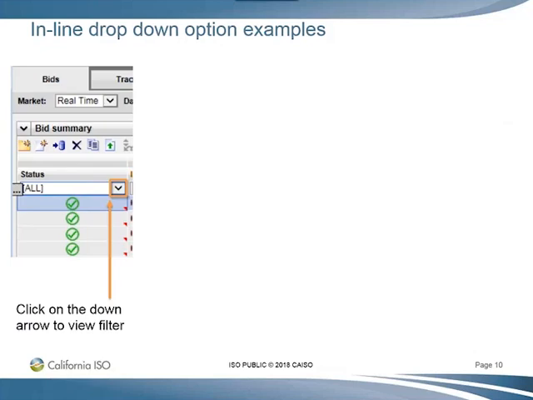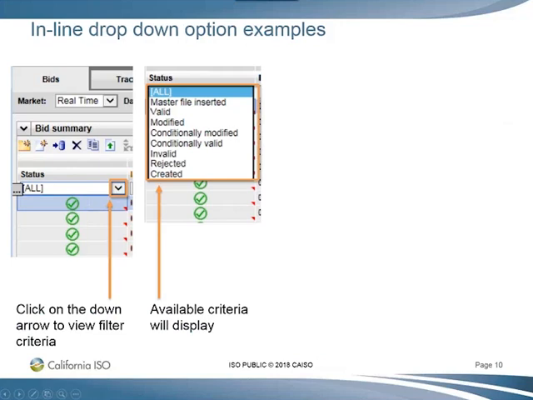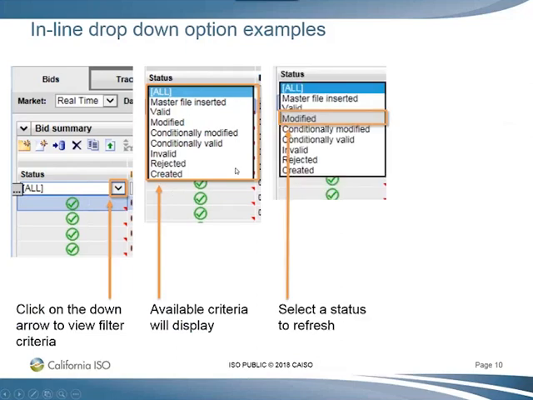So, a couple of inline drop-down option examples. If you click on the down arrow in the View Filter criteria, you're going to be able to pull down more of that information. You can then apply the criteria. That's what's going to display, so you can make your selections of the status, for instance. You can also select a status to refresh, so it could be modified, valid, conditionally modified. So you can select the different options.